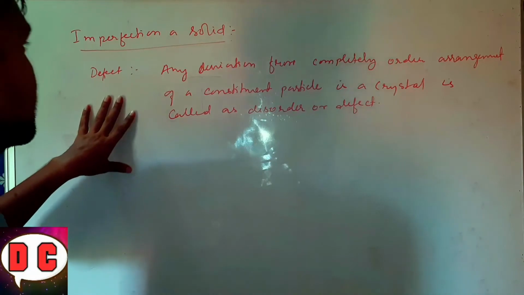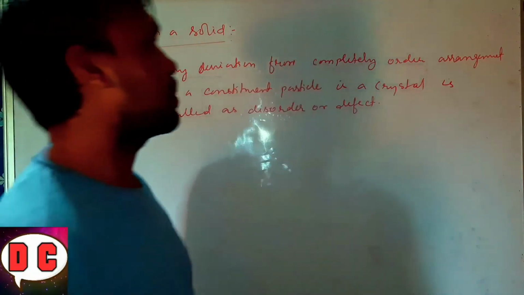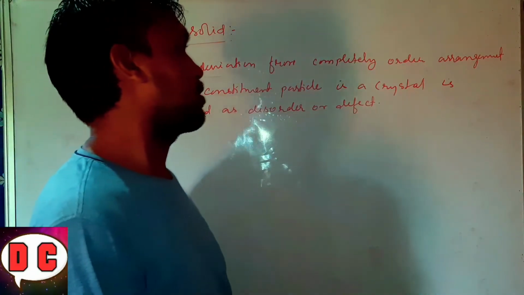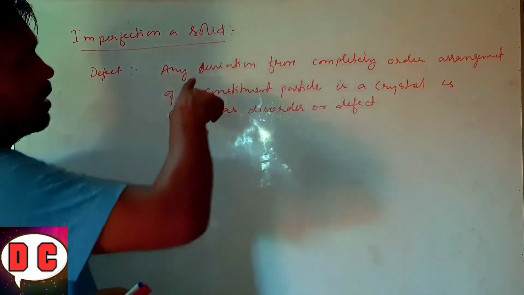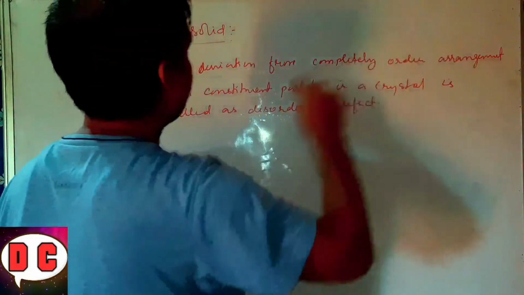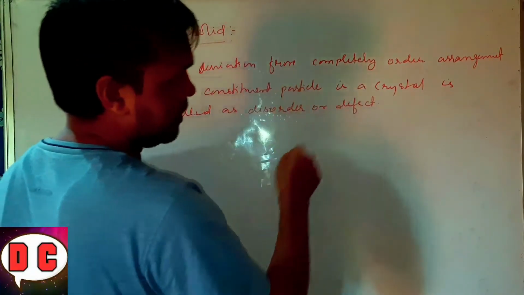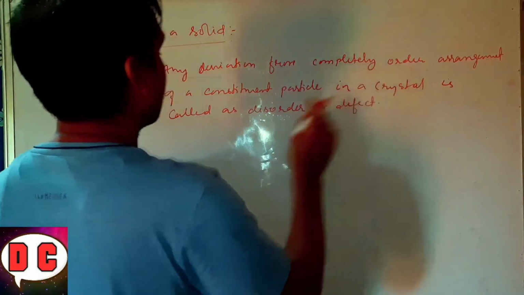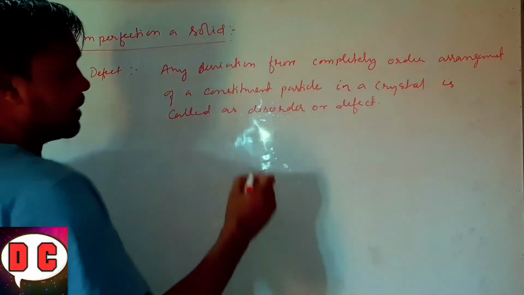So this one is called a defect, or we call it a disorder. Any deviation from the completely ordered arrangement of constituent particles in a crystal is called a disorder or defect. For that, let us try to understand.